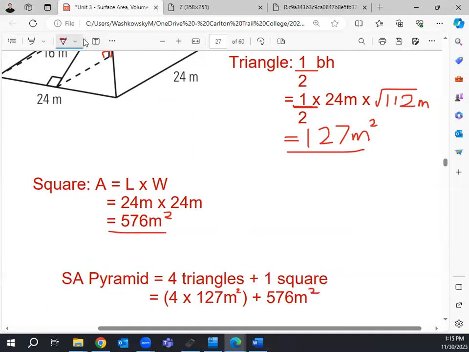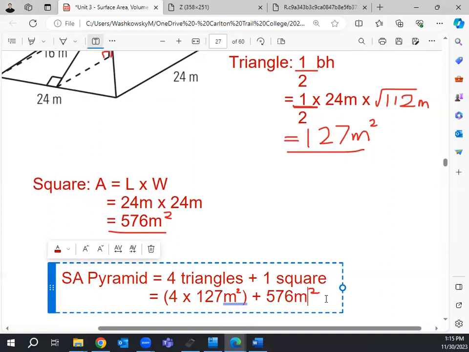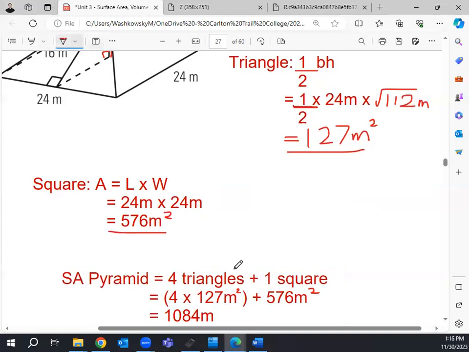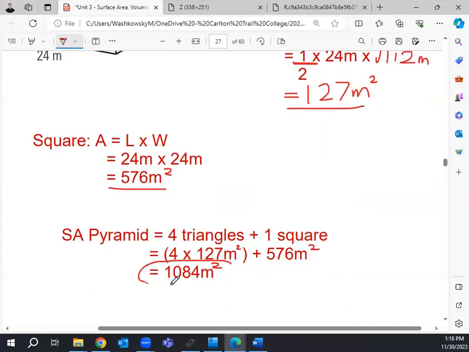You said 1,084? That's going to be equal to 1,084 meters squared, which is my final answer. So I'm going to give that a little bit of a circle here.